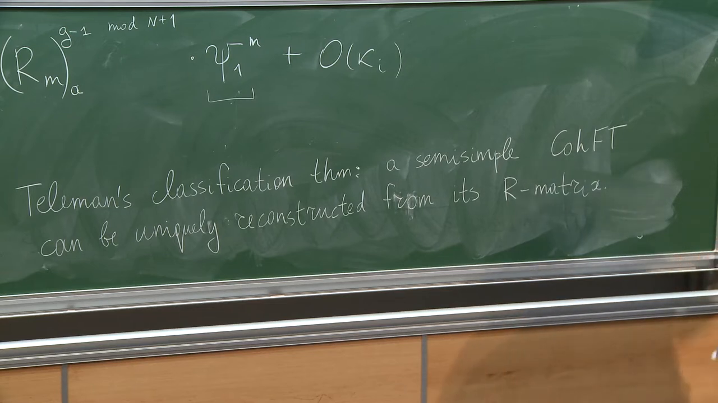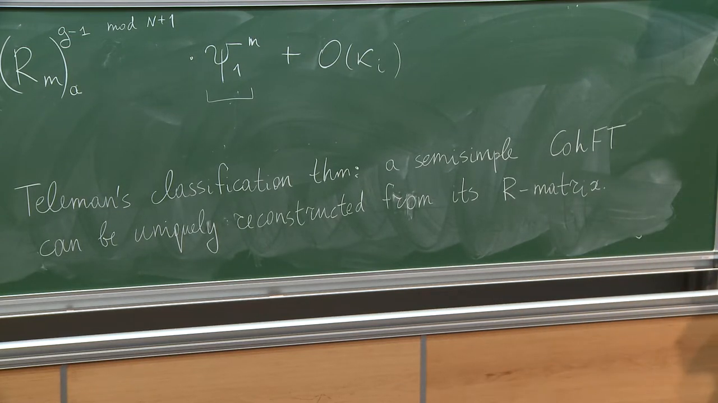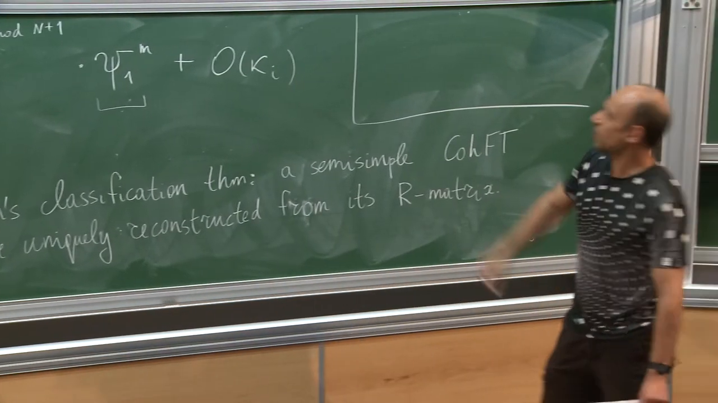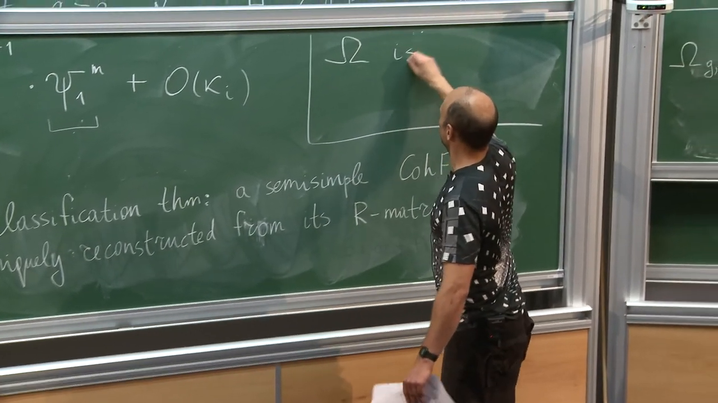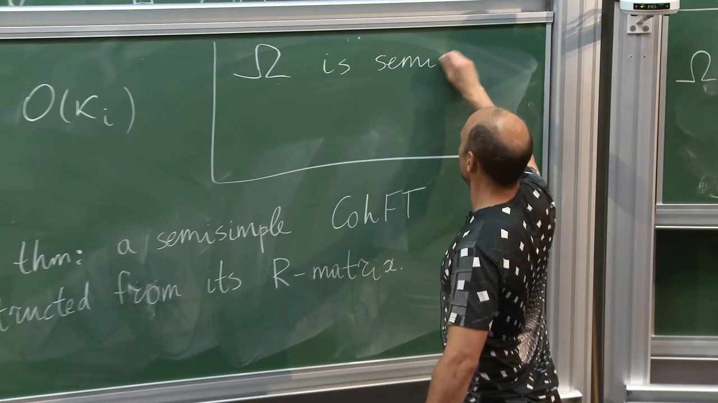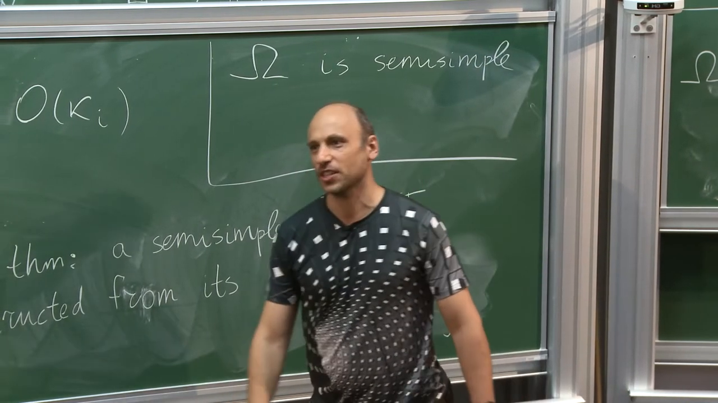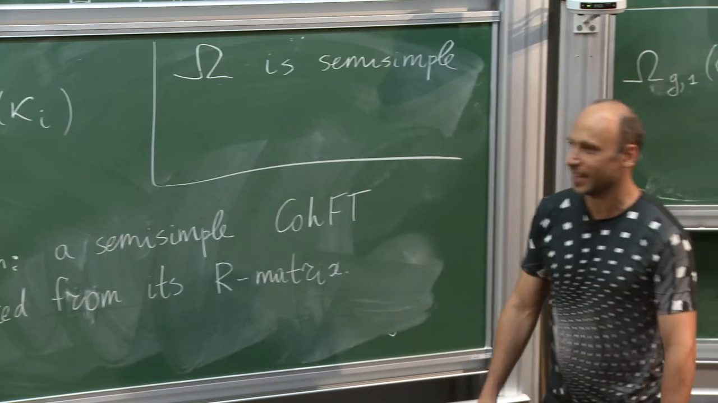Are these semisimple? Yes, these are. So okay, now is the good moment to make this remark. So omega is semisimple automatically. And Witten's class is actually not semisimple, but there is an operation called a translation.